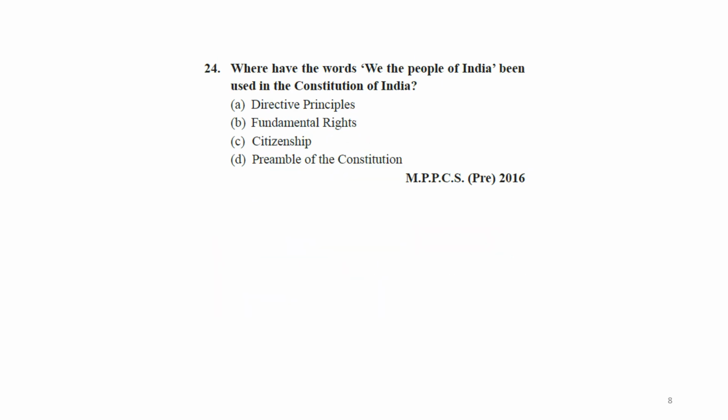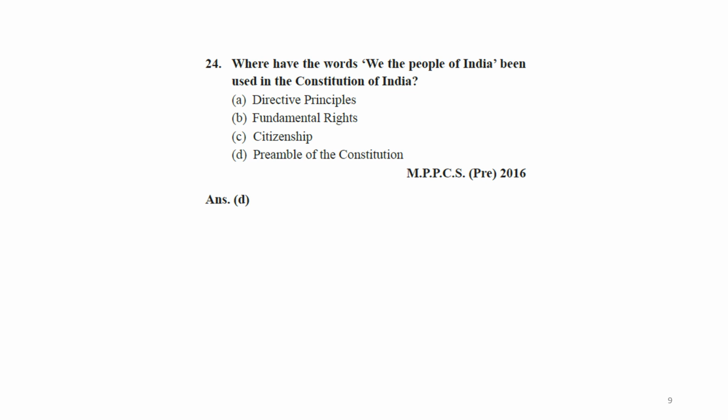Next, where has the phrase we the people of India been used in the constitution? Whichever way you hold the ear, the point is the same. Directive principles, fundamental rights, citizenship, preamble of the constitution. So obviously we the people of India is given in the preamble of the constitution. Answer D.